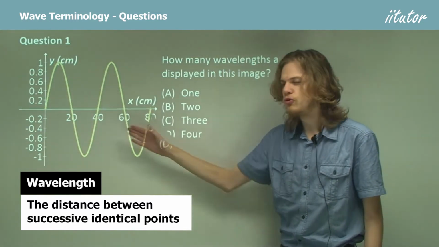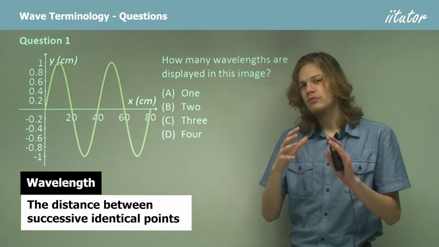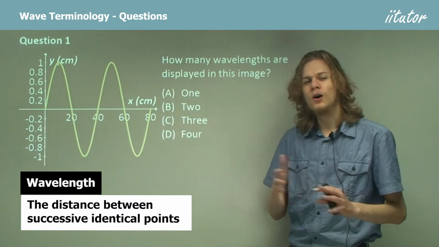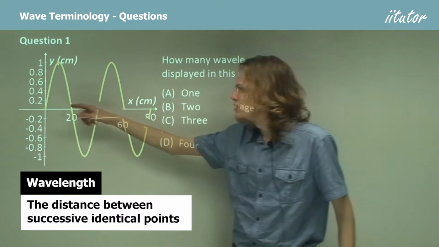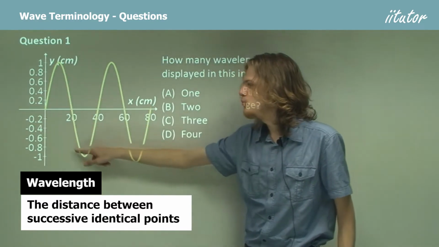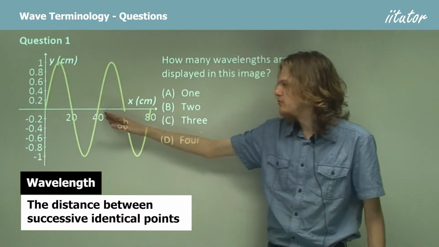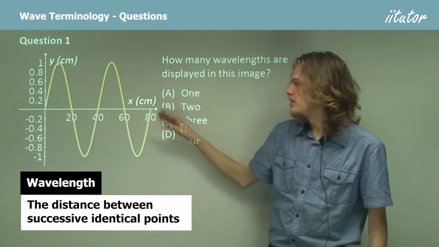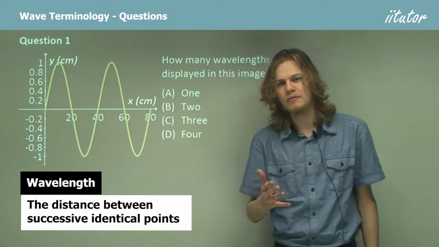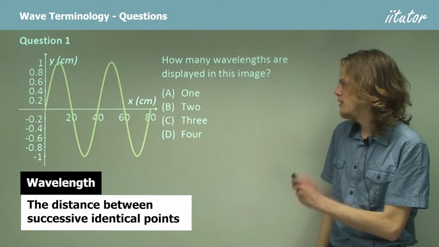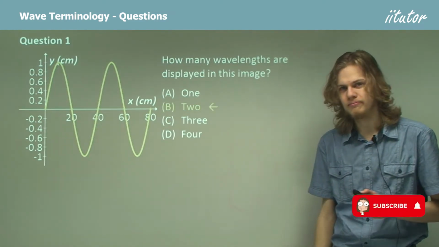But this is not 4 wavelengths. One single wavelength is the entire repeated pattern. So that's one bump going up and one bump going down. So that means up until about 40 we have a single wavelength, and then up to 80 we have a second wavelength. And so our answer is simply 2 wavelengths.